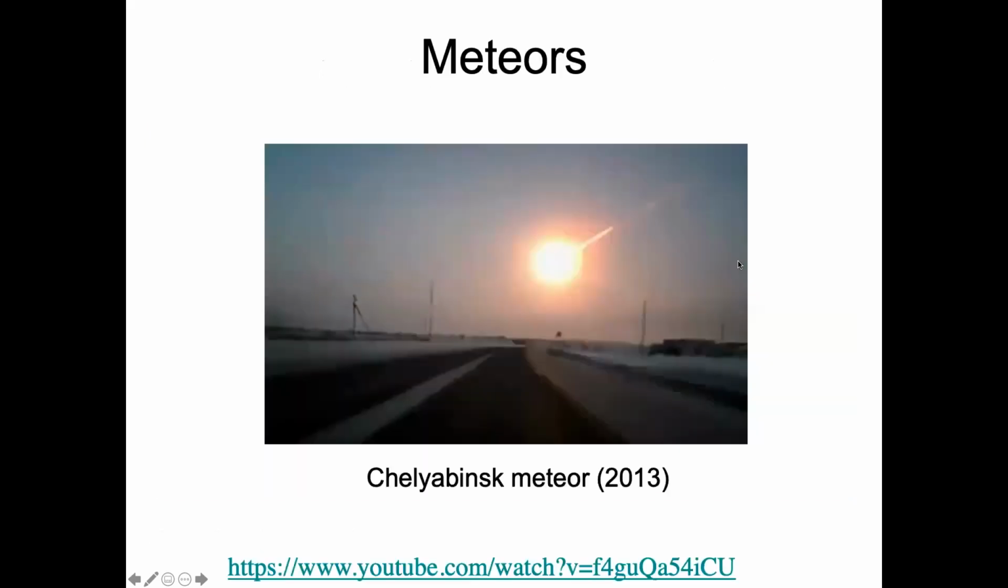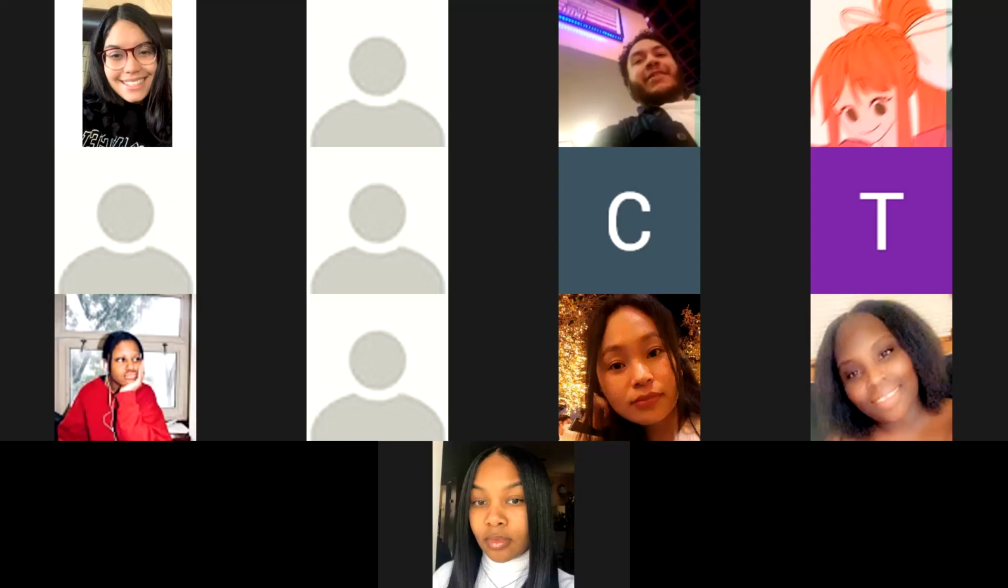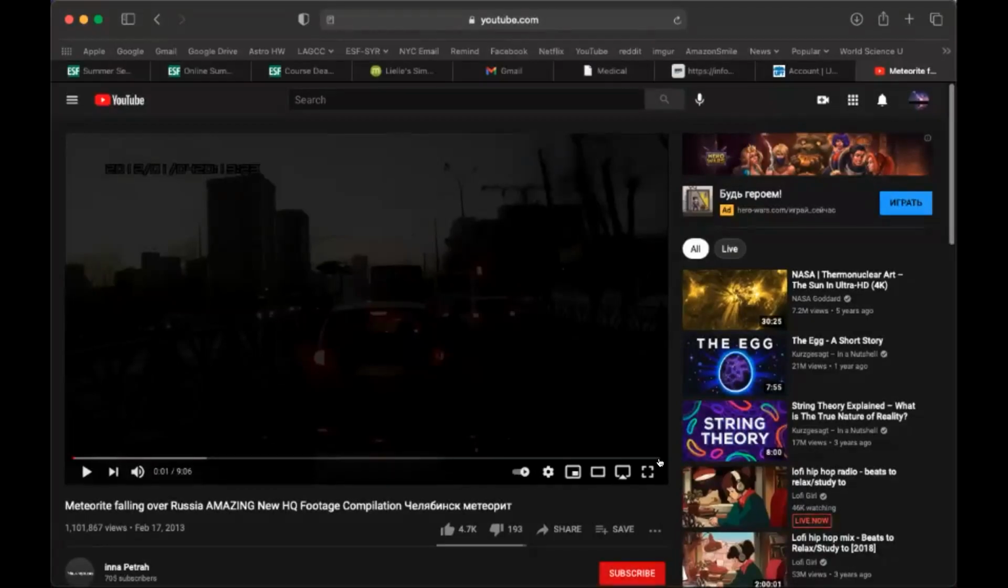And so back in 2013 in Chelyabinsk, there was this huge meteor that made its way into the atmosphere, and everybody was able to see it. So I'm going to share that footage with you now. This is a compilation of people's footage, because apparently in Russia everybody's got a dashboard cam on their car. So let's take a look here and then we'll reconvene in a moment.